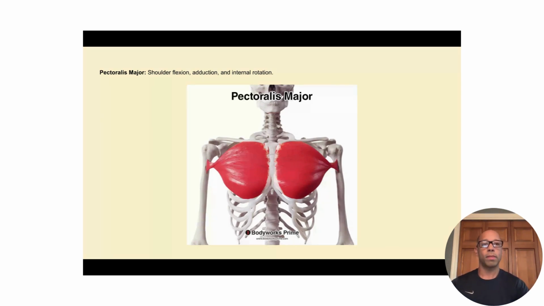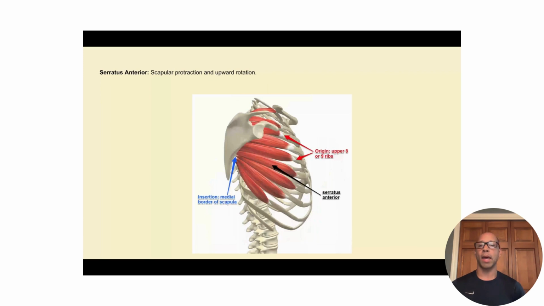Then keep moving. We have serratus anterior. Now these are, if we strum along the sides of the body, we kind of feel these finger-like projections, and they go down our ribs. And with a bodybuilder, a good one at least, you can really see these fingers kind of popping out on the side of their body. That is the serratus anterior. So this does scapular protraction and upward rotation.